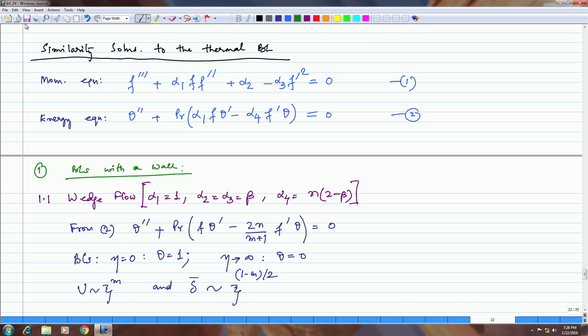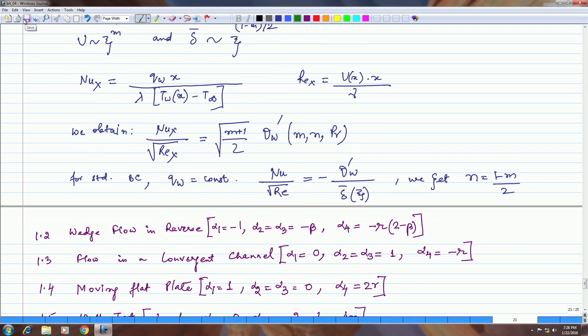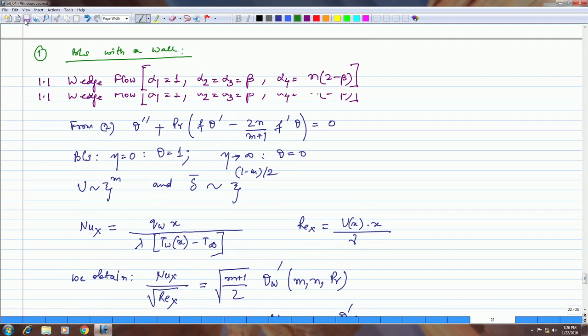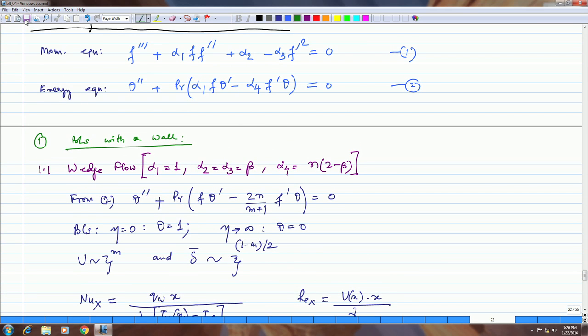So we have the wedge flow; we had 5 of these. We have a wedge flow in reverse, a flow in a convergent channel, a moving flat plate, a wall jet. The difference between all of these as far as the computer code is concerned is just the difference between alpha 1, alpha 2, alpha 3, alpha 4, beta, Mn, whatever. You take that and feed it into your computer code.